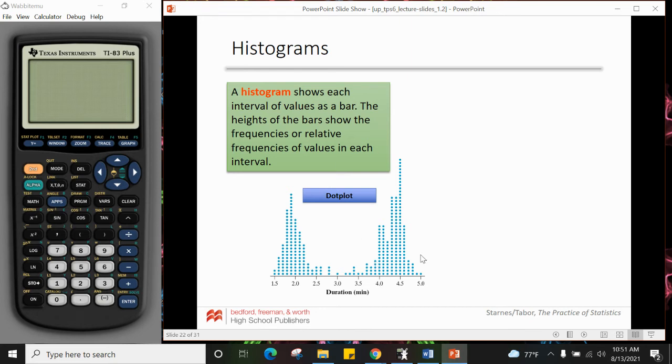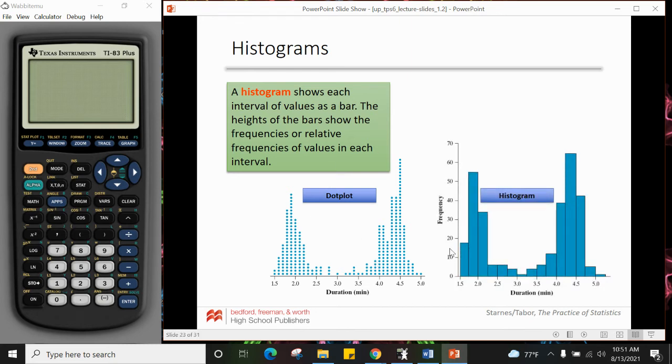So here's our dot plot that we have turned into a histogram. So now you make your bars a certain width or an interval. So this would be like 1.5 to 1.75 and 1.75 to 2. And so any data that falls in 1.5 to 1.75, boom, those get into this bar and so forth.